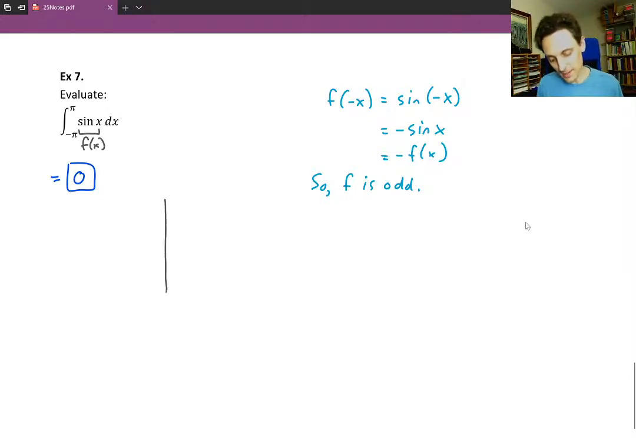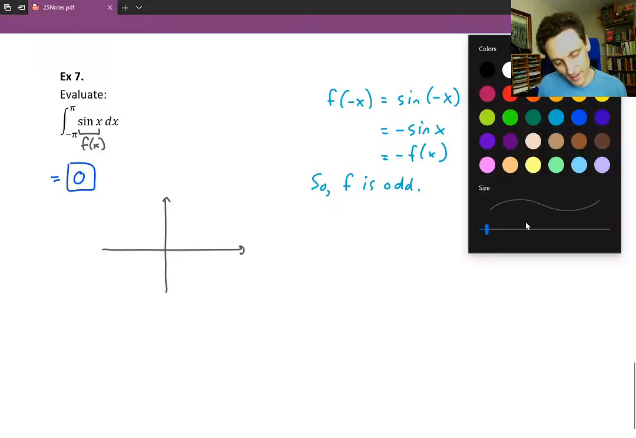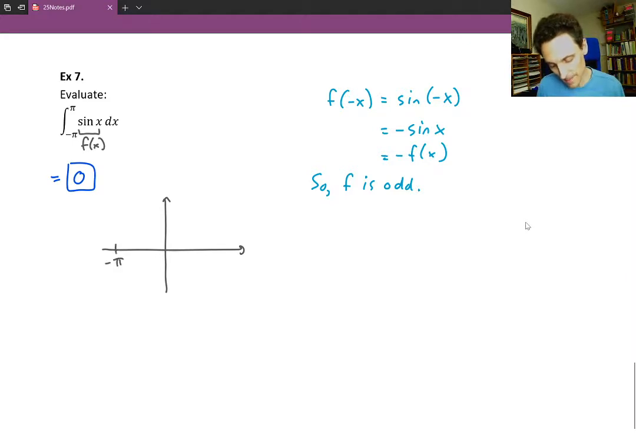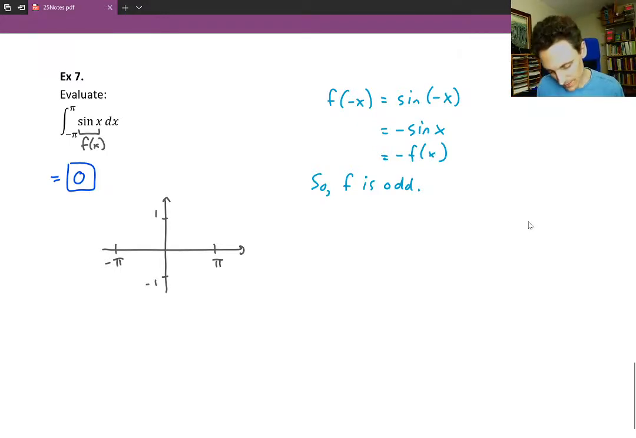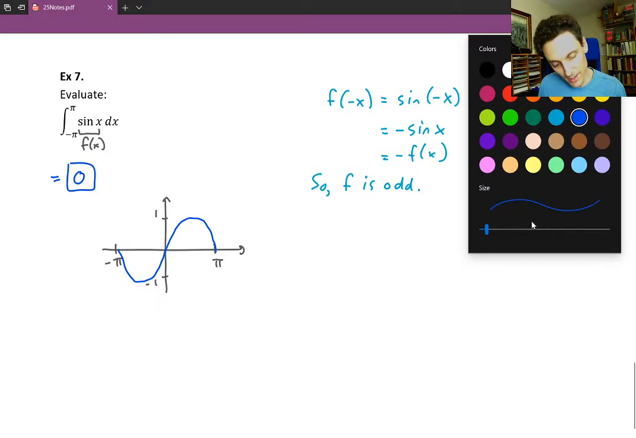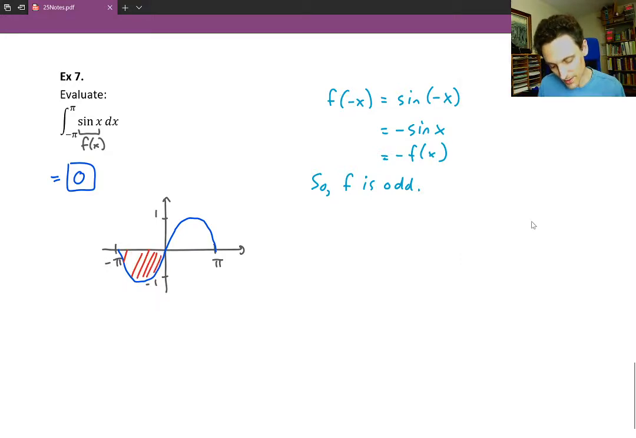One last thing I wanted to mention is if we visualize the integral from negative pi to pi of sine x, that's going to look something like this. There's negative pi to pi of sine x, and you can see that this negative area and this positive area are going to perfectly cancel off each other and leave you with a net area of 0.